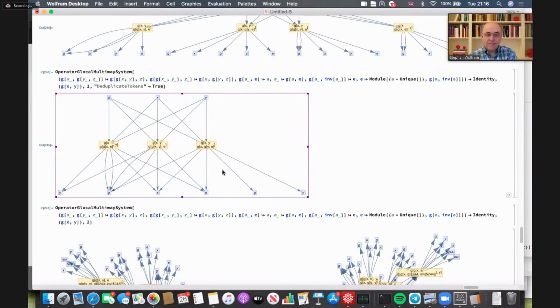Fair enough. Okay. I think I was making a point which has gone splat.